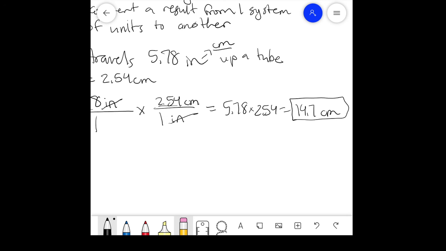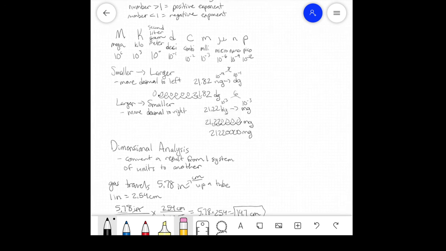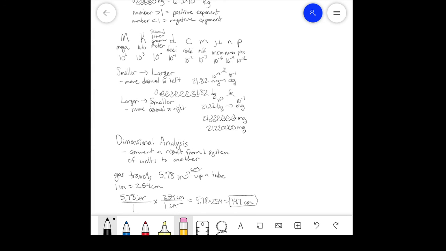So yeah, again, we've been using a lot of this all year. It's not like we did it and then we never came back to it. It's been applicable all year, so this should be just a review.